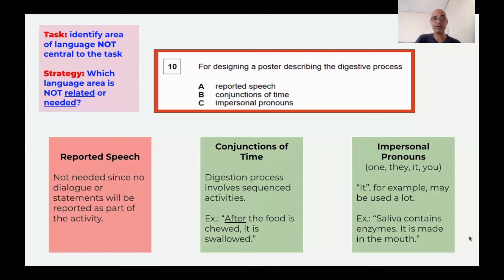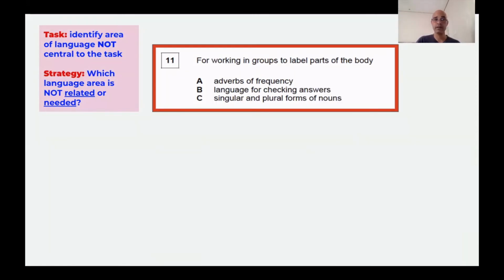So the answer here that is not needed, the language area that is not needed is A. Now number 11, for working in groups to label parts of the body. Well, let's see here. Students are going to work in groups and they're going to be labeling drawings or parts of the body. Do they need adverbs of frequency?